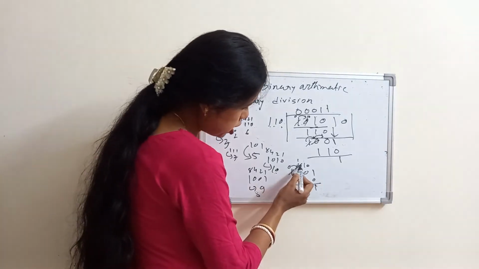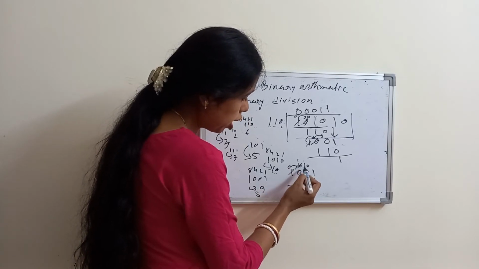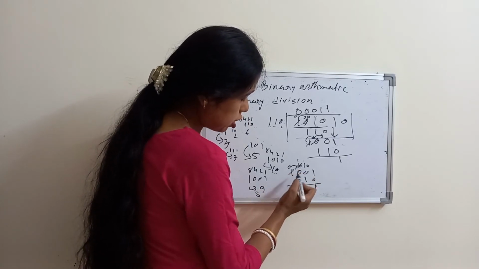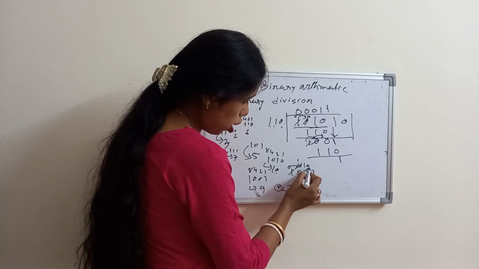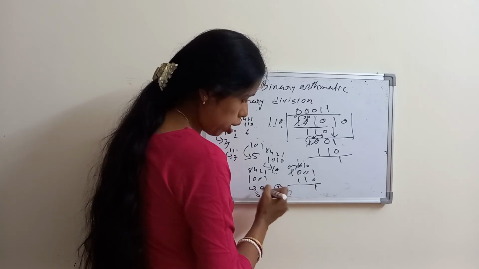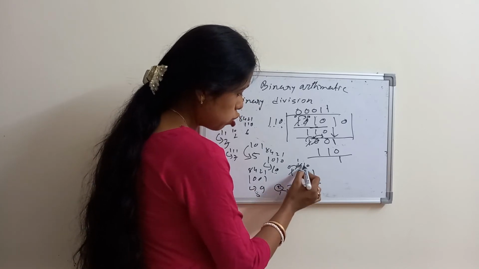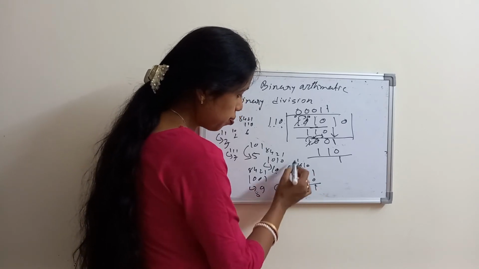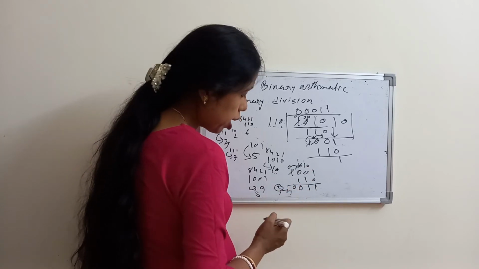So from this 10, you are taking one borrow from here to here. If you are taking borrow from here to here, this will be 1 0. And 10 means 2. So you are giving borrow 1 here. So it will be like 1, right? So 10, you can deduct 1. Here it is 0. So 10 minus 1, 1. 1 minus 1, 0. Here it is 0.